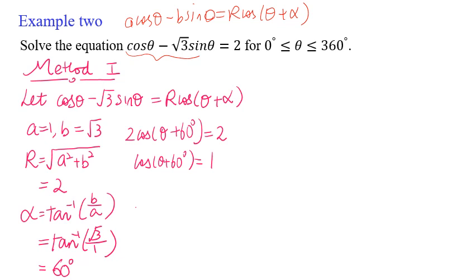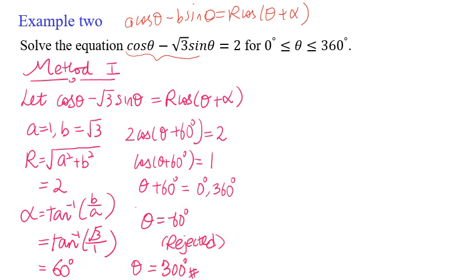There are two angles that give you, remember your cosine curve. To get cosine theta equals 1, theta can be 0 degrees or 360 degrees. But if you use 0 degrees, then you end up with theta equals negative 60. So we need to reject that answer because your angle theta has to be between 0 degrees and 360 degrees. Negative 60 degrees is out of the range. So the only answer will be 300 degrees.